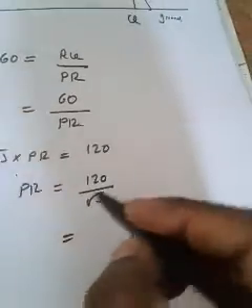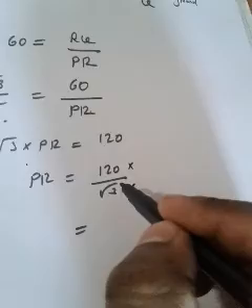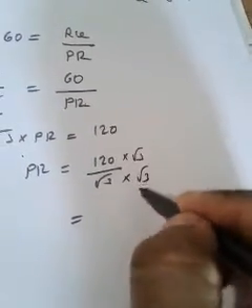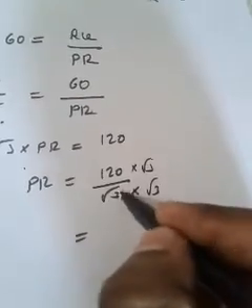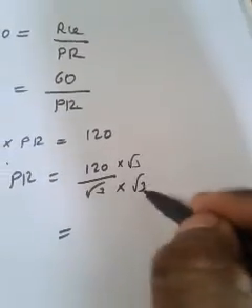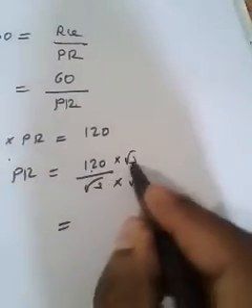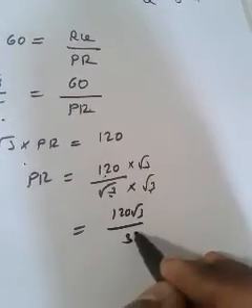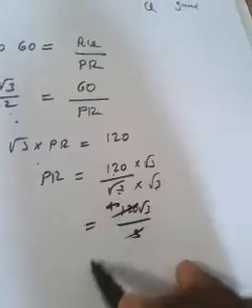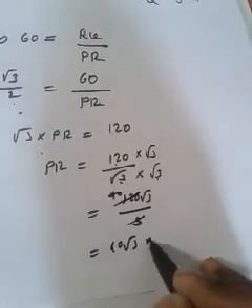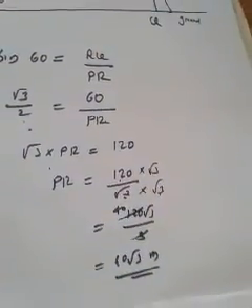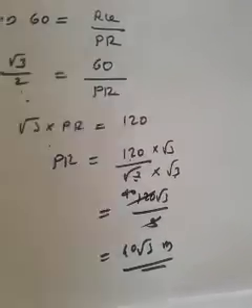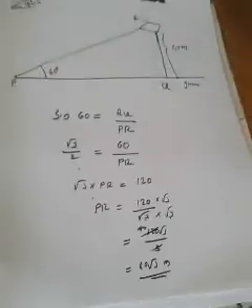Since it is irrational in the denominator, just make the denominator a rational number, multiply with root 3 in numerator and denominator. It becomes 120 root 3, and root 3 into root 3 is 3. Now you can cancel 3 and 120. Here we will get 40. So the answer is 40 root 3 meter. Since the value of root 3 is not given, this is enough. 40 root 3 meter will be the length of the string. You may have understood the question.